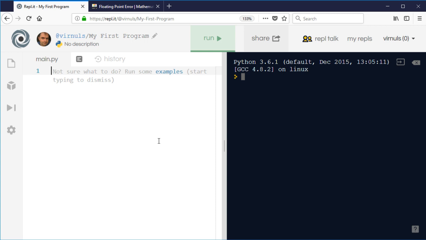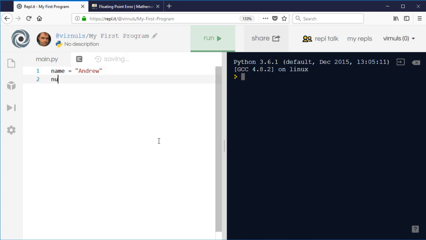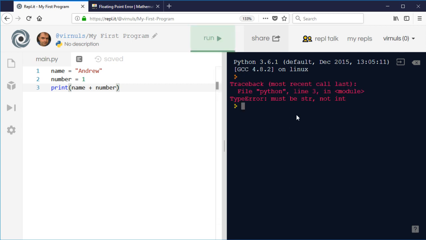So in this video we're going to have a look at some programming tips that you can use to manipulate numbers. So we've previously looked at variables and the fact that we can store text and we can store digits, for example. But what we can't do is join these two together. So if I say name plus number, for example, when I run that program, it'll say no. It'll say it must be a string, not an integer.